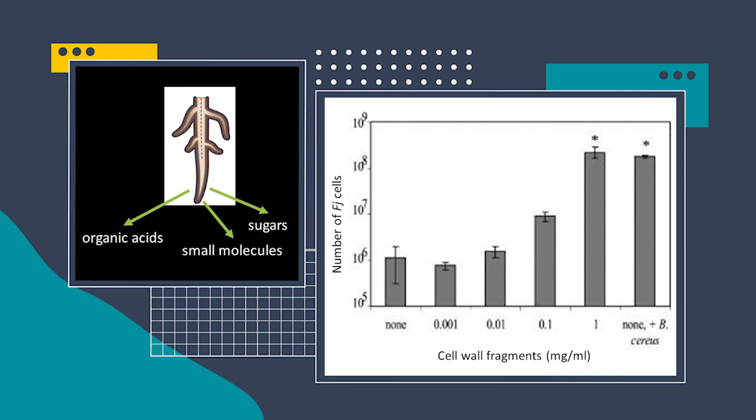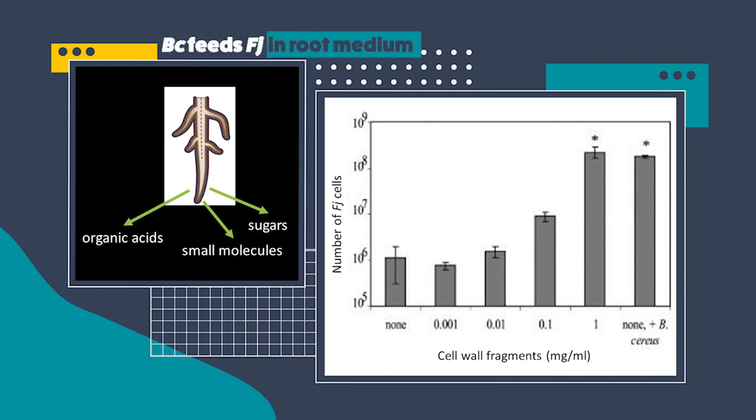Plants secrete a lot of molecules from their roots all the time. And root exudate is composed of things like sugars, organic acids, and other small molecules. So we take that and make it into a medium in which the bacteria can grow. BC grows just fine in this medium, but FJ does not.